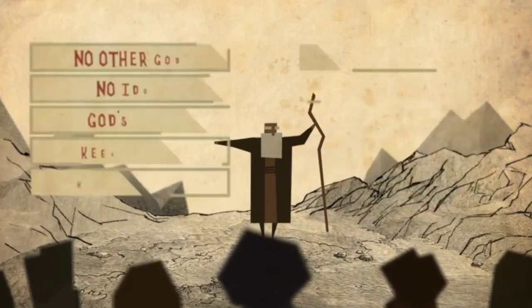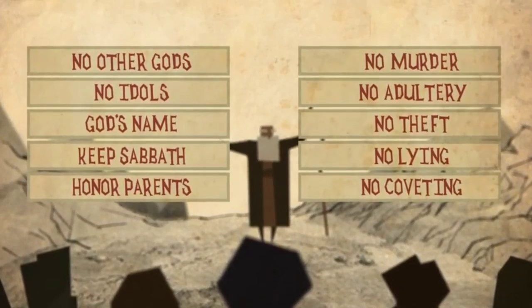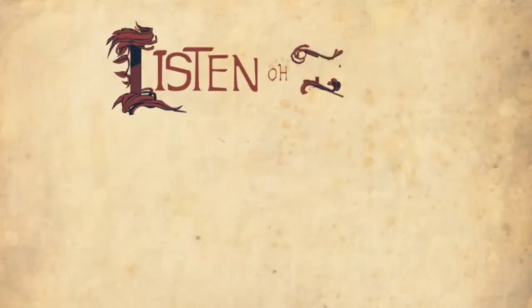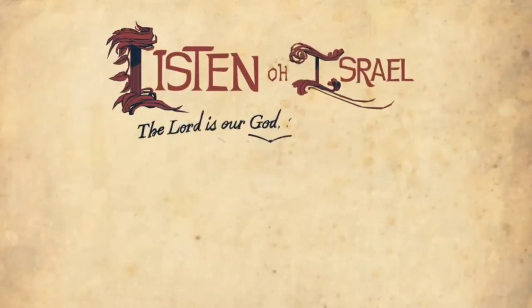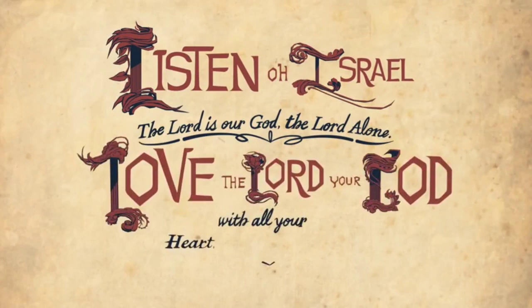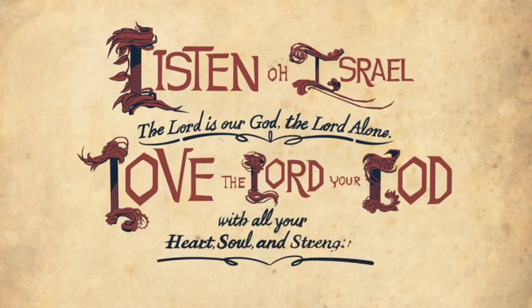So he reminds them of the 10 commandments, like the basics of the covenant, and then he gives them this very famous line. Listen, O Israel, the Lord is our God, the Lord alone. Love the Lord your God with all your heart, with all your soul, and with all your strength.